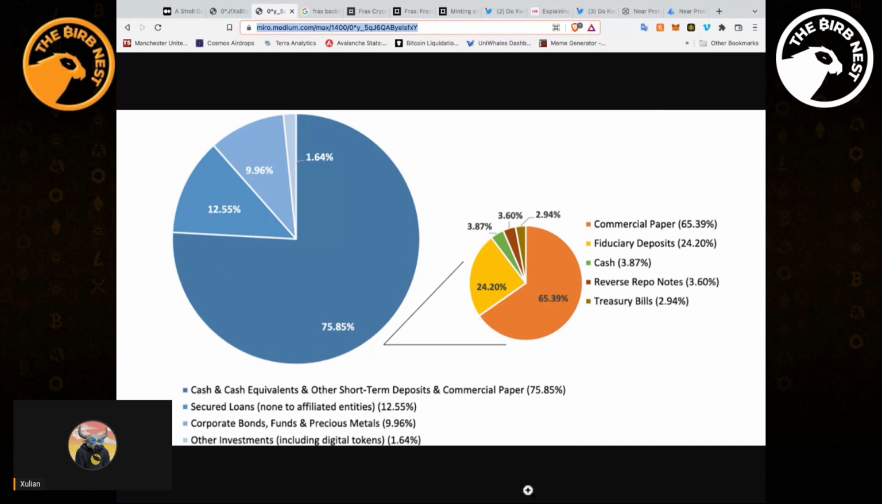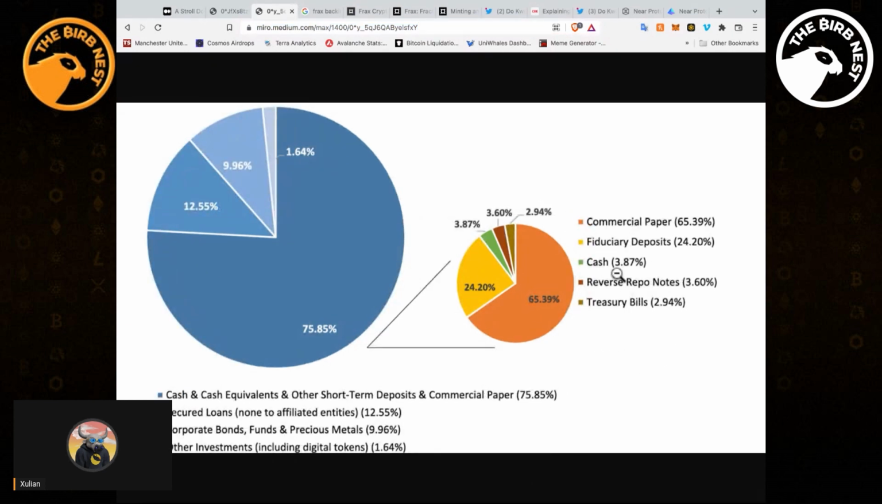So what are cash equivalents? Well, we can go into the second split over here, which is commercial paper, fiduciary deposits, actual cash, reverse repo notes, and treasury bills. So this isn't all real cash. On top of that, a lot of the backing is secured loans, corporate bonds, and other investments, including digital tokens. So this gives you a general idea of how Tether, the biggest stablecoin today, is actually not really backed by what many would imagine.